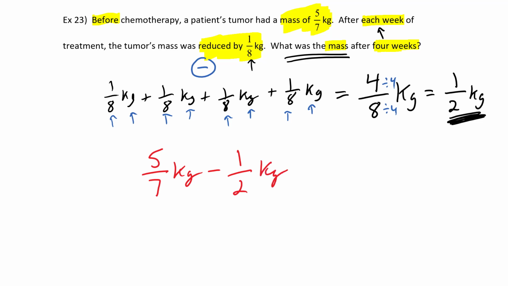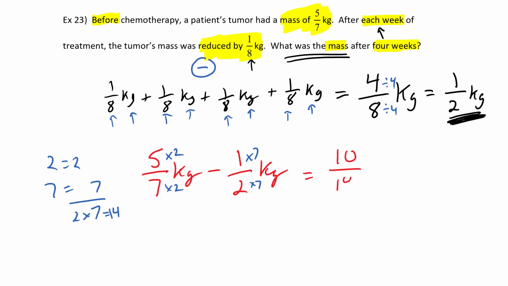Well, here, we'll do some prime factorization. 2 and 7, both prime numbers. Lowest common denominator here is going to be 14. Times 2 times 2, times 7 times 7. Here we get 10 over 14 kilograms, and then we're subtracting 1 times 7 is 7 over 14 kilograms.